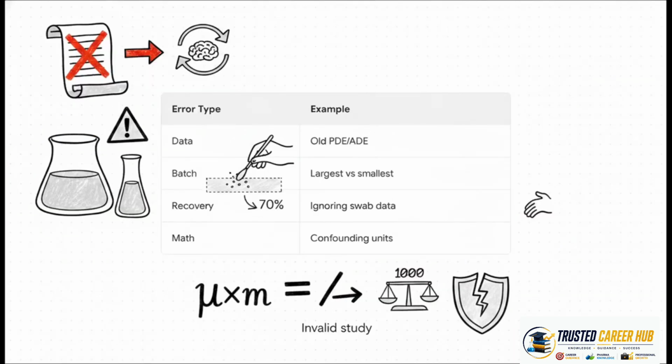Okay, let's run through these common don'ts that auditors constantly catch. Things like using outdated PDE values just because someone didn't check for recent toxicological updates, or using the largest batch size instead of the smallest for the next product, which totally skews your concentration risk. How about ignoring swab recovery rates? Pretending your swab picked up 100% of the residue when in reality it only grabbed like 70%. And then, the math. Confounding units. Guys, a single typo mixing up milligrams and micrograms will throw your acceptance limit off by a factor of 1,000. Just one tiny unit conversion error and boom, your entire cleaning validation study is instantly invalidated.